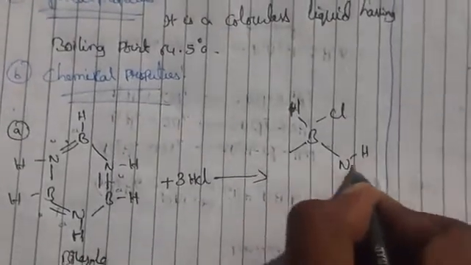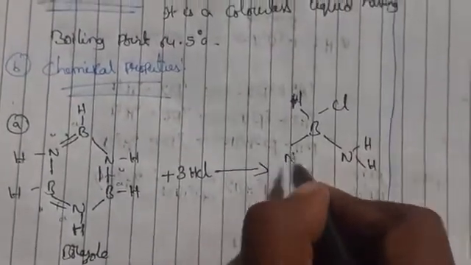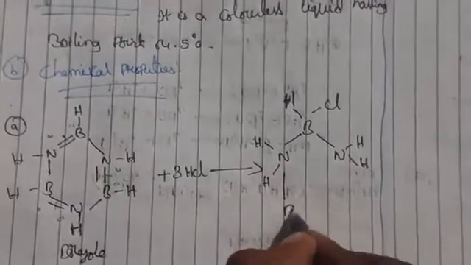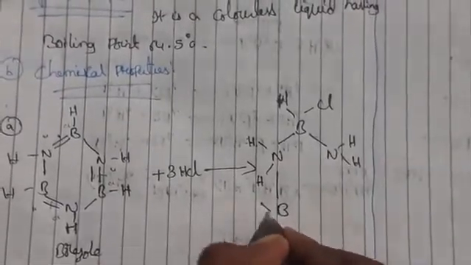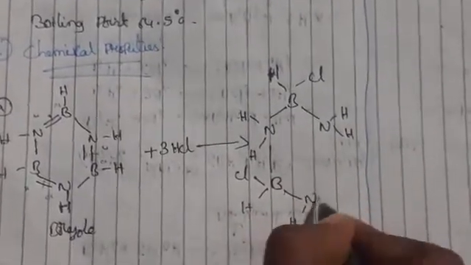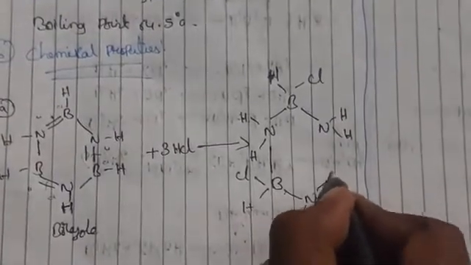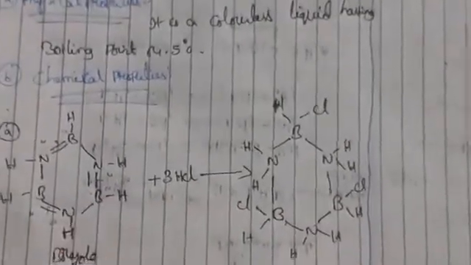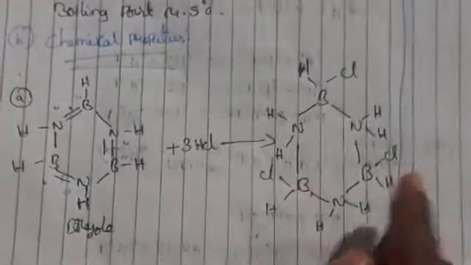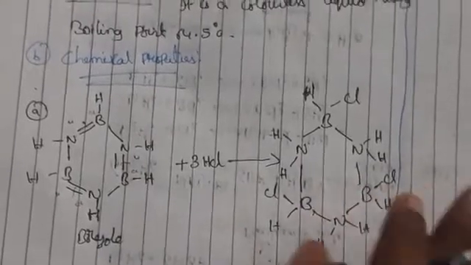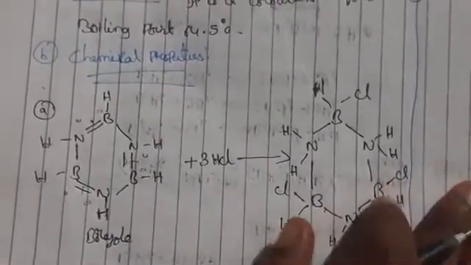Coming to the next, NH, H. Next here also NH, H. Next B, Cl, H. Next NH, H. Next B, Cl, H. So this is the thing we got here, trichloro compound. The halogen chloride derivative of borazole was formed.